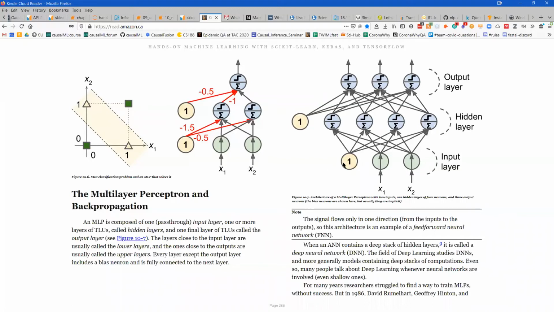And notice that the inputs are fully connected to the hidden layer. That means every input is connected to every node, or TLU, in the hidden layer. And on the next level, every node in the output layer is also connected to every node in the hidden layer. So does that make sense as a structure? And remember that we're always adding an extra node for the bias. That makes our model totally flexible to have constants.